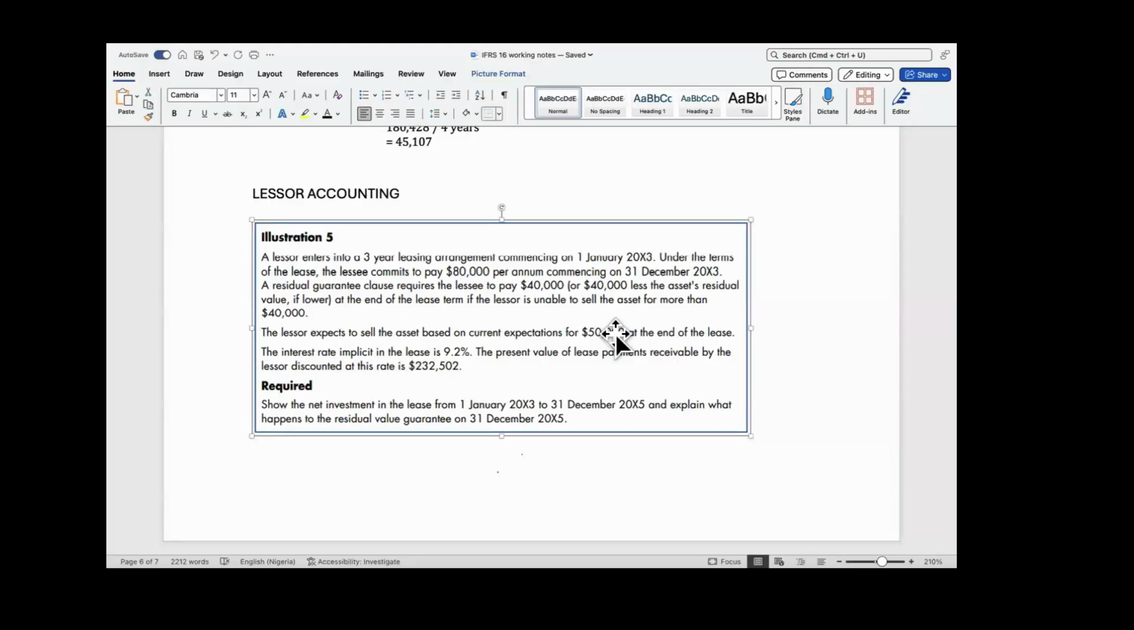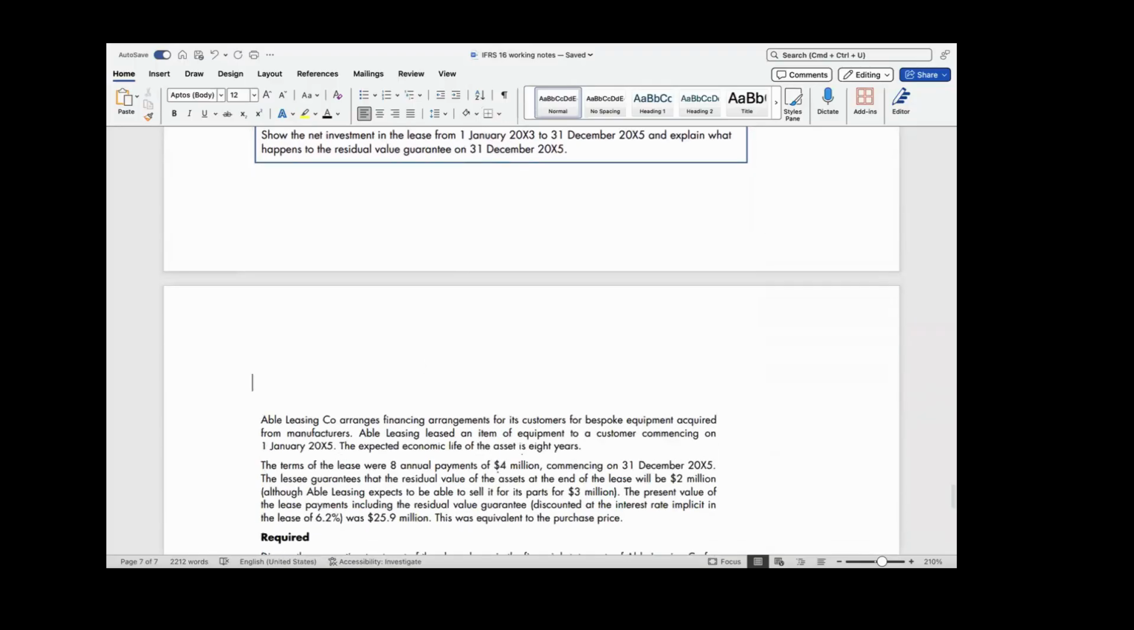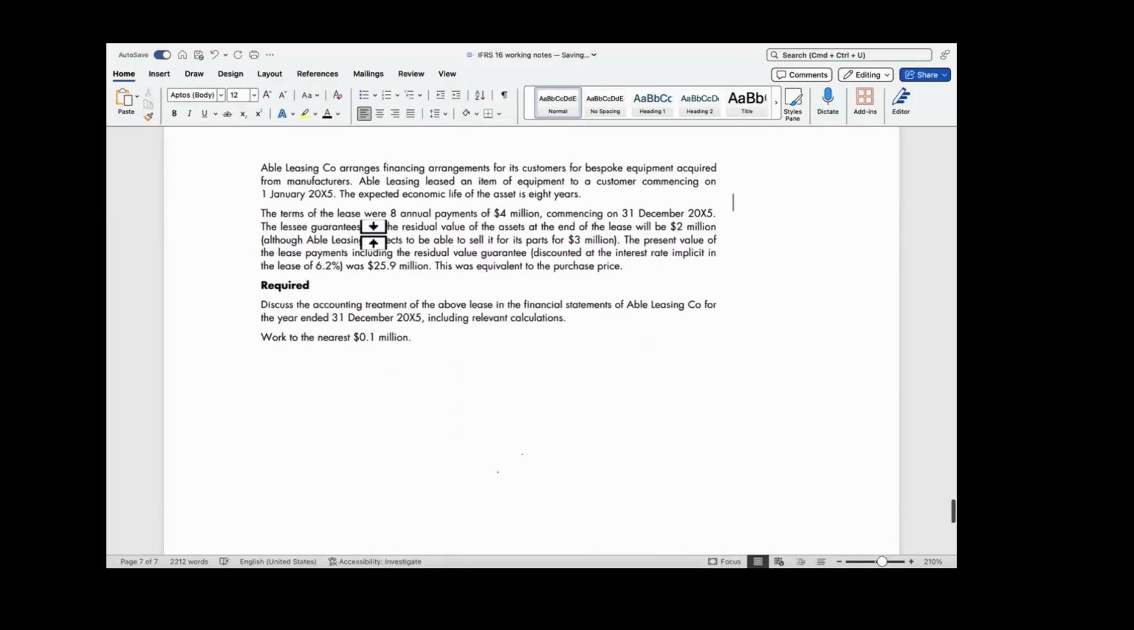Unguaranteed. Now, we're given the interest rate implicit in the lease to be 9.2%. And we're also given the present value of the lease payment receivable by the lessor at 232,502. So, what's the net investment in the lease?